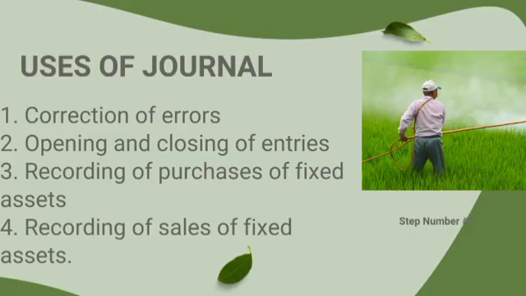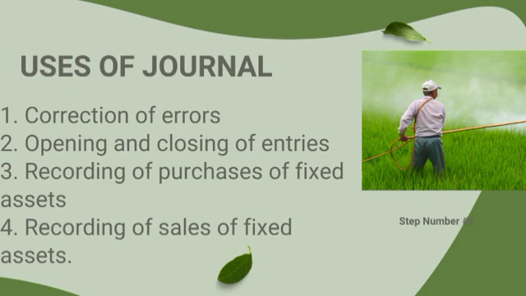Now, the uses of journal: it can be used for correction of errors before they are transferred into the ledger, then opening and closing of entries. You can also use it for recording of purchases of fixed assets. Fixed asset, please take note of that. You can correct that in your note if there is a typographical error. Fixed is F-I-X-E-D. Recording of purchases of fixed assets.